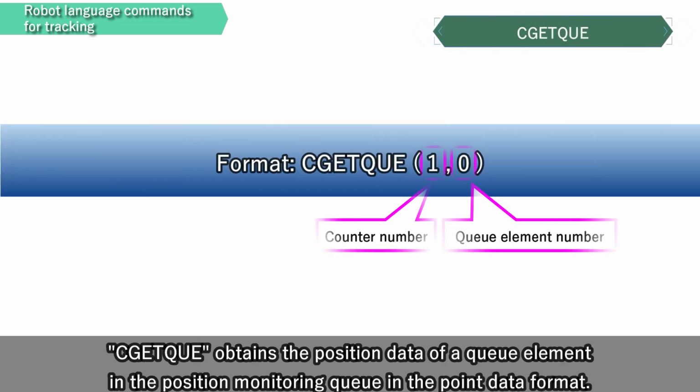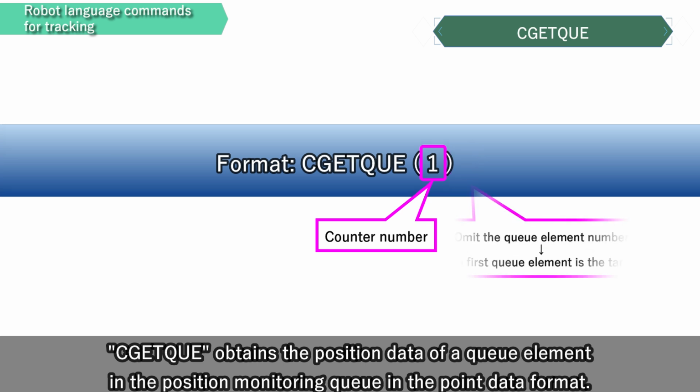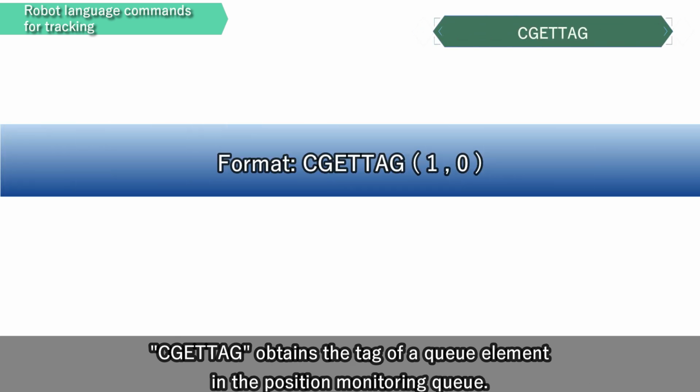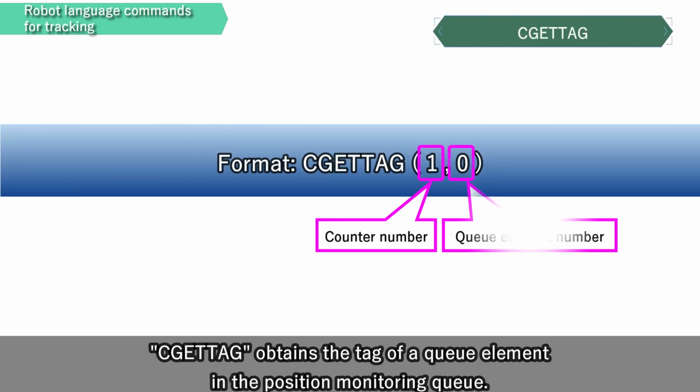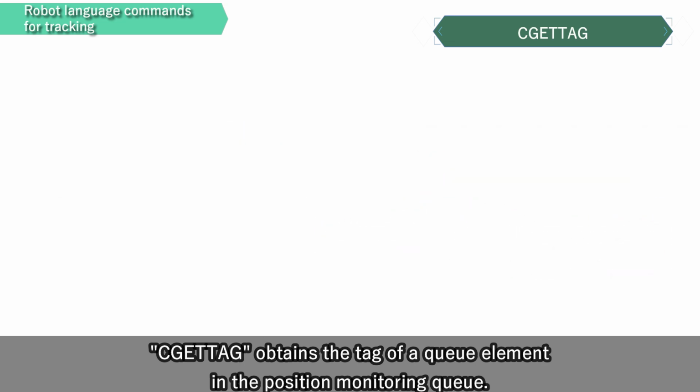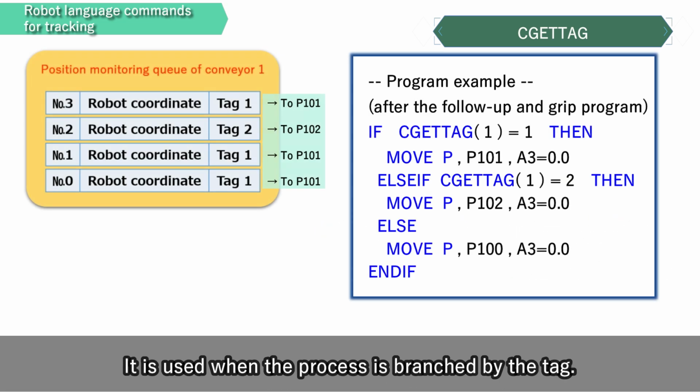CGETQUE obtains the position data of a queue element in the position monitoring queue in the point data format. CGETTAG obtains a tag of a queue element in the position monitoring queue. It is used when the process is branched by the tag.